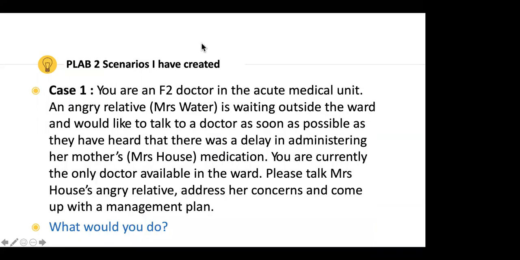Okay, so we're moving on to another PLAB scenario. You're an F2 doctor in the acute medical unit. An angry relative, Mrs. Water, is waiting outside the ward and would like to talk to a doctor as soon as possible, as they have heard that there was a delay in administering their mother's medication. Their mother is Mrs. House, and you're currently the only doctor available in the ward. Please talk to Mrs. House's angry relative, address her concerns, and come up with a management plan.